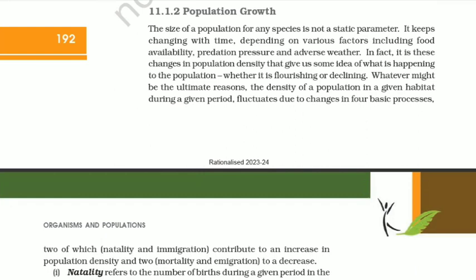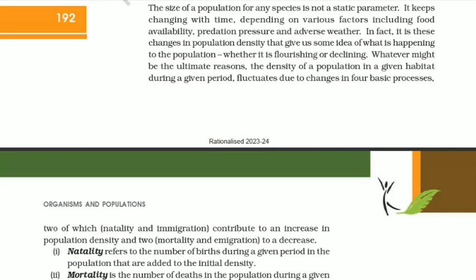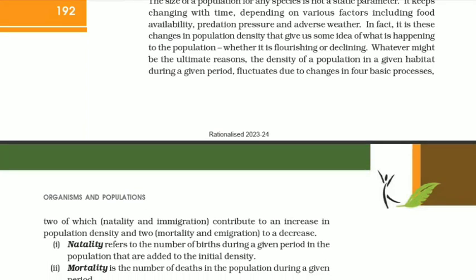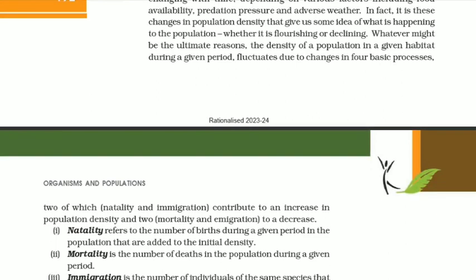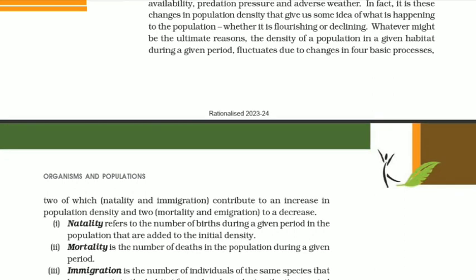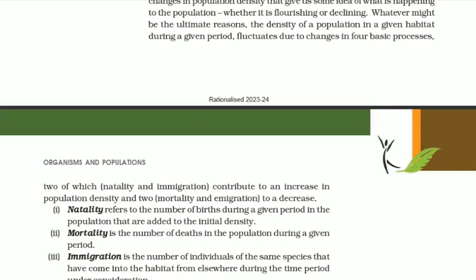11.1.2 Population growth. The size of a population for any species is not a static parameter, it keeps changing with time. Depending on various factors, including food availability, predation pressure, and adverse weather, in fact, it is these changes in population density that give us some idea of what is happening to the population, whether it is flourishing or declining.